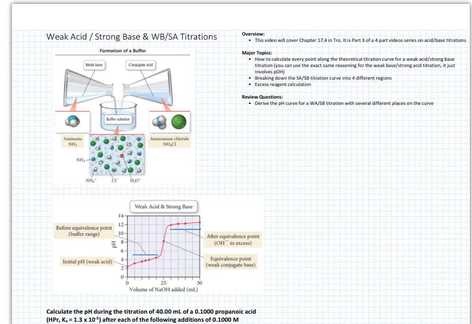Augustine, and I am going to talk to you today about weak acids being titrated by strong bases or weak base strong acid titrations. They're both basically the same type thing. They're just sort of inverse of one another. This is still covering chapter 17.4 intro.